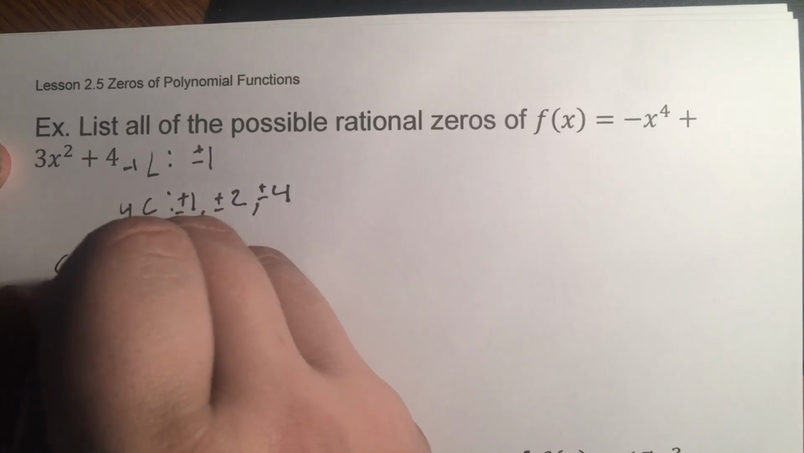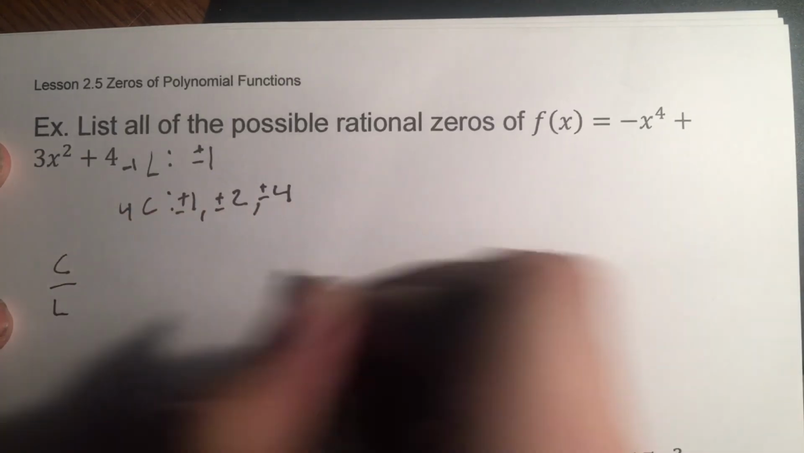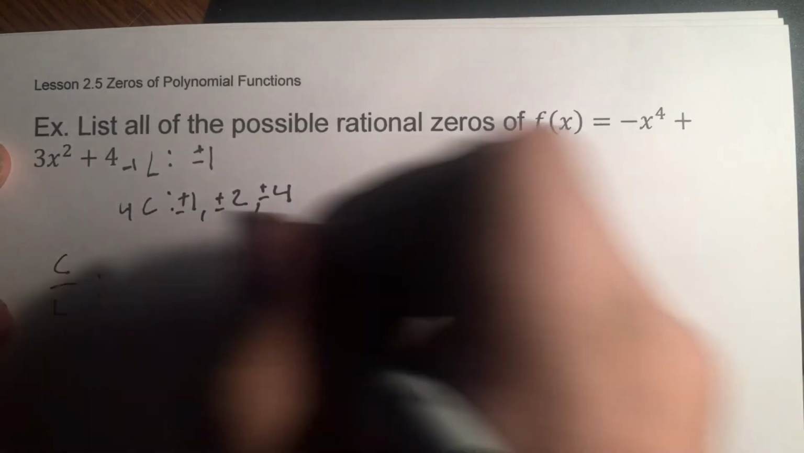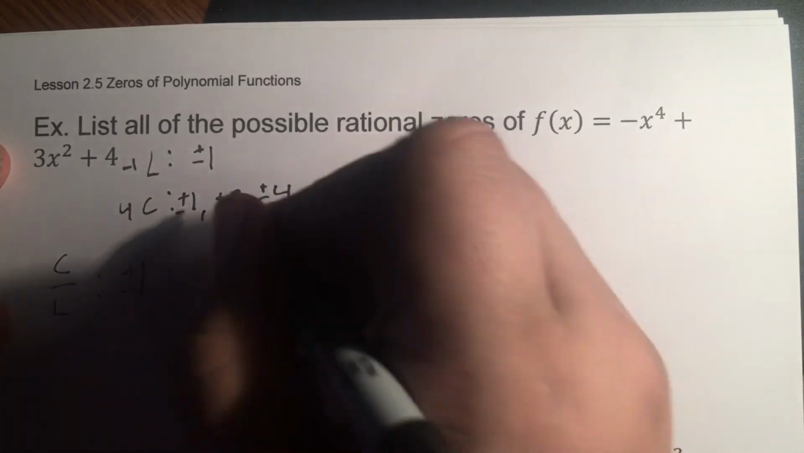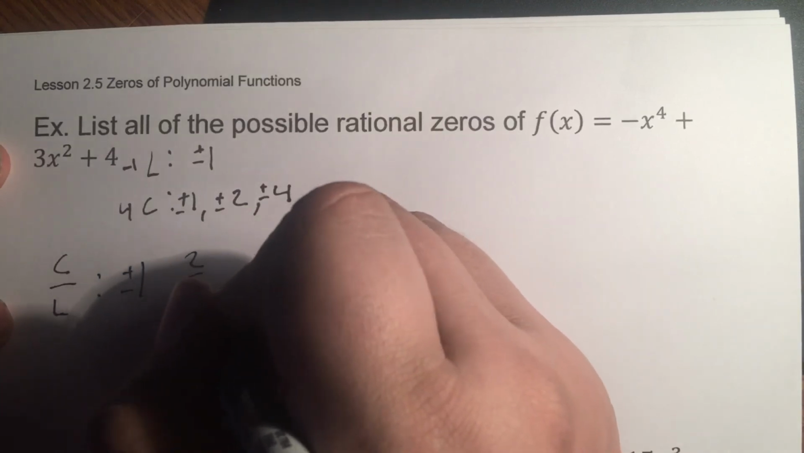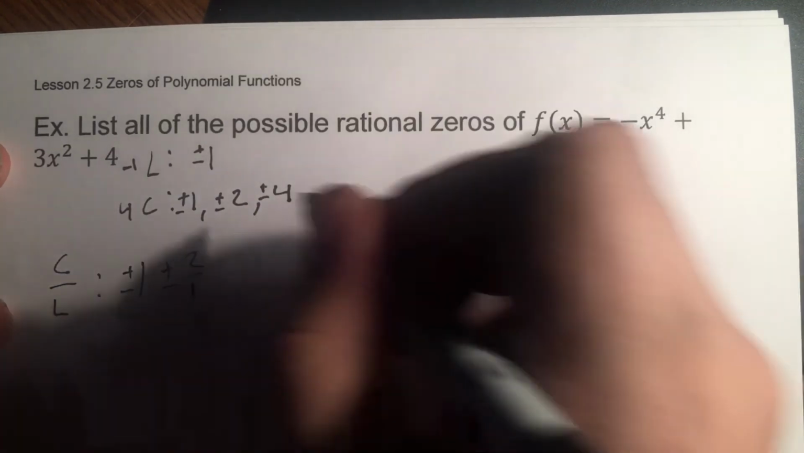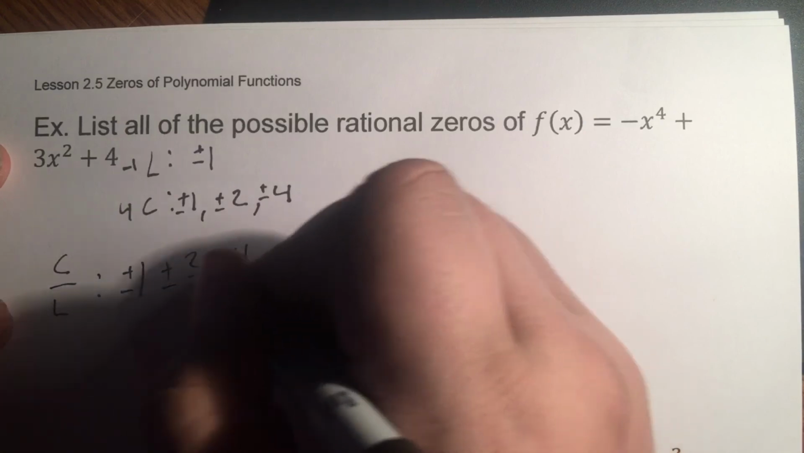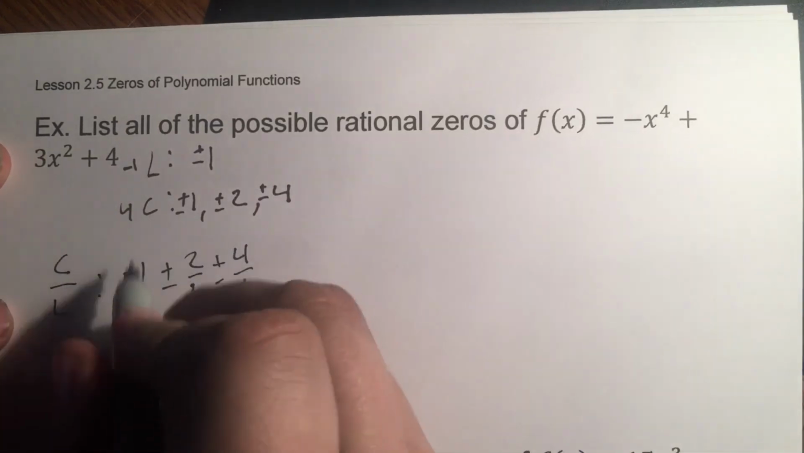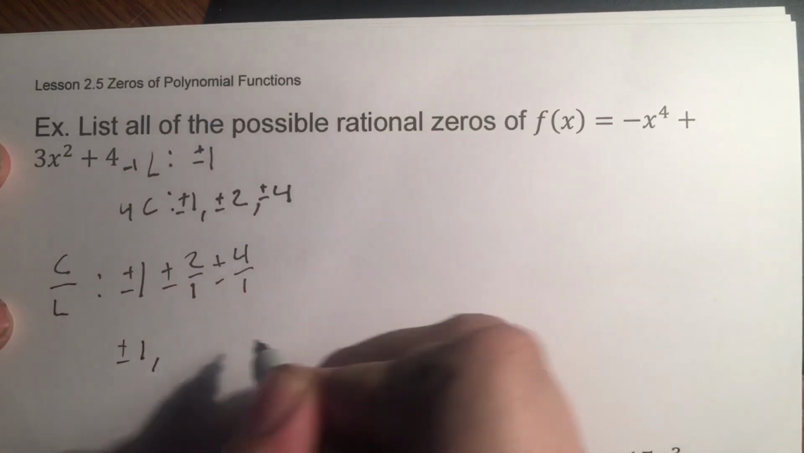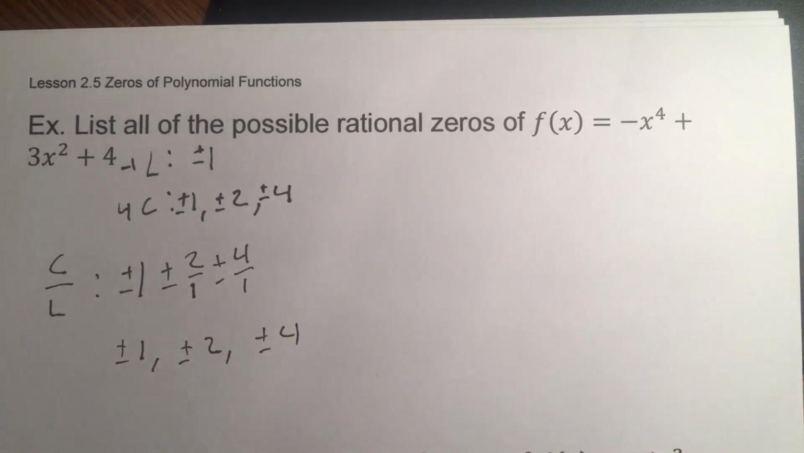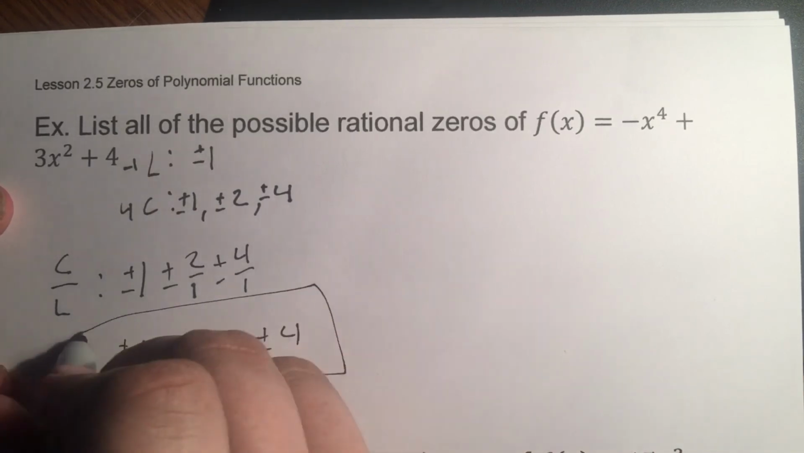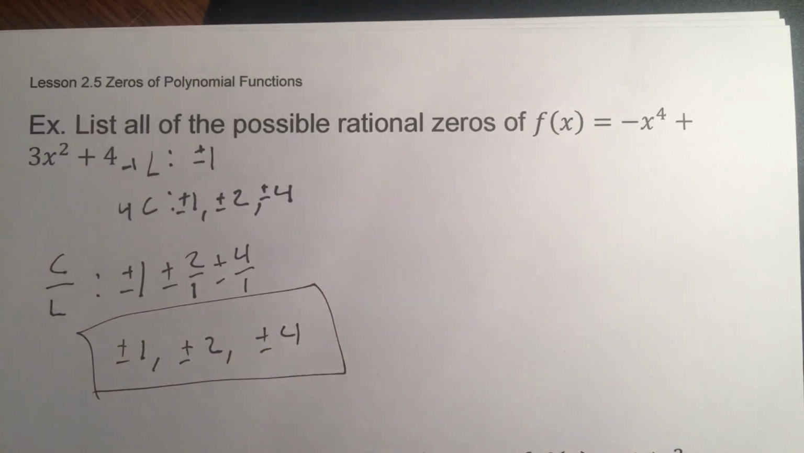So when I set this up, I'm going to do C over L. 1 over 1 could be positive or negative. 2 over 1 could be positive or negative. And 4 over 1 could be positive or negative. So what we have here is plus or minus 1, plus or minus 2, and plus or minus 4, all over 1. So these are our possible zeros. Later on we're going to go through what happens once we have them.